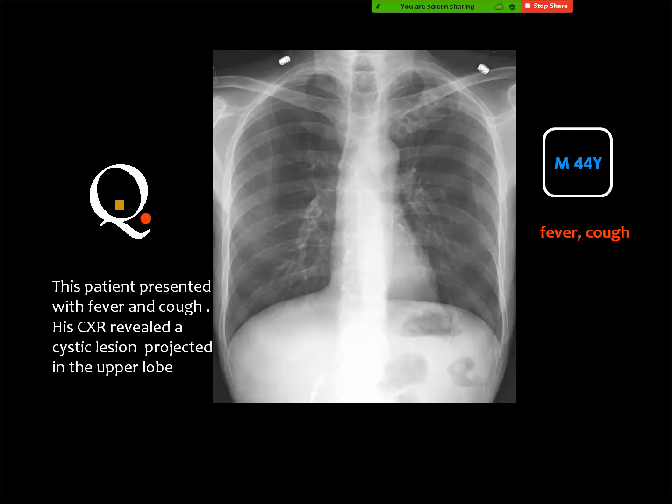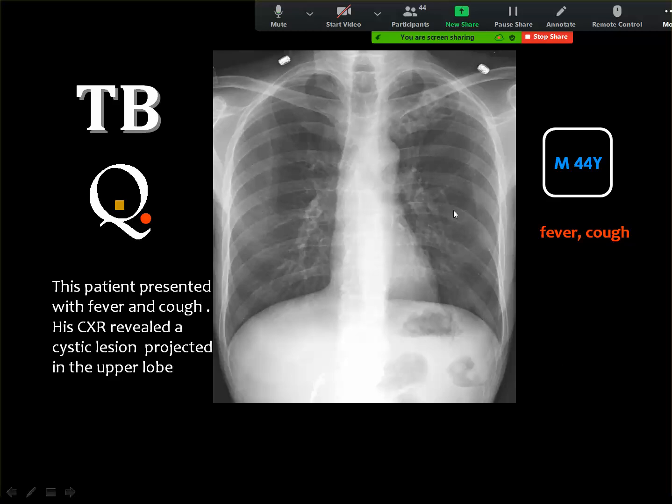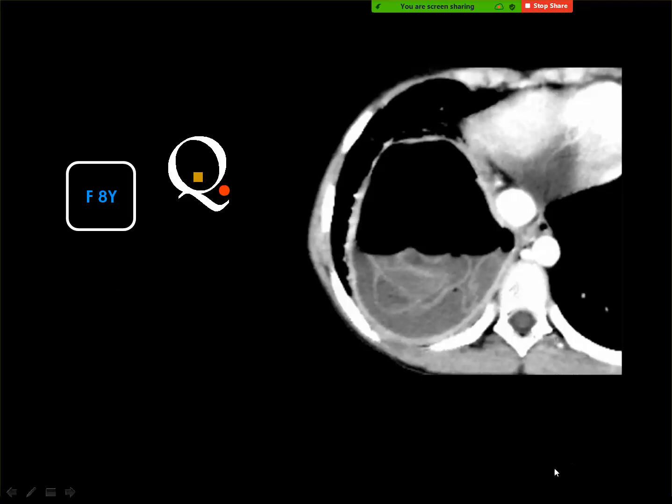Pancoast tumor. TB. Please remember that Pancoast tumor is centered at the apex of the lung, and you cannot diagnose Pancoast unless you are able to see some destructive changes in the rib. You may suspect the lesion, but you are not sure unless you have this. Okay.